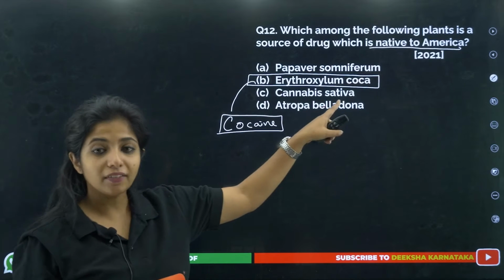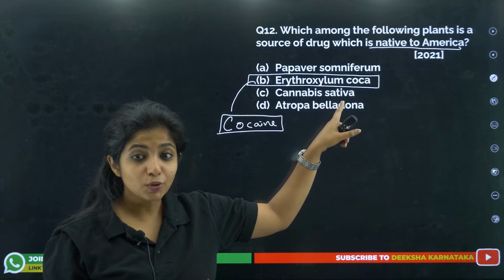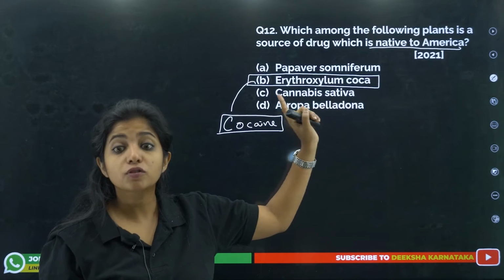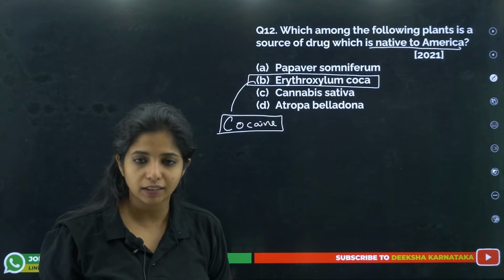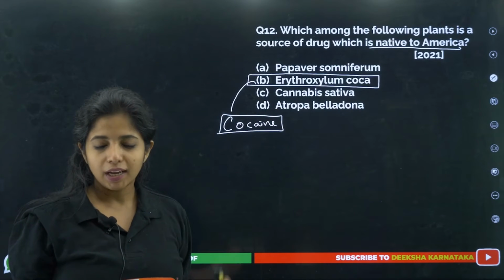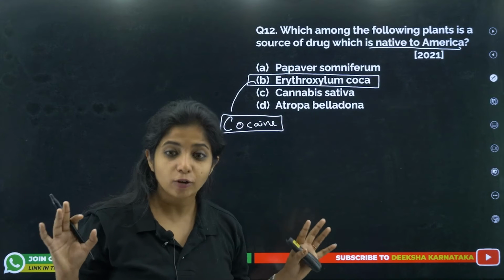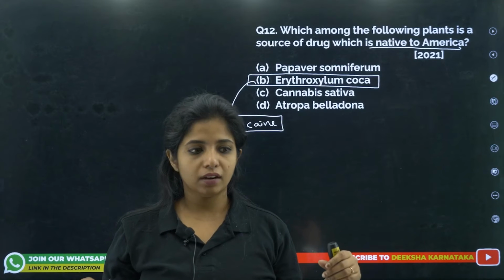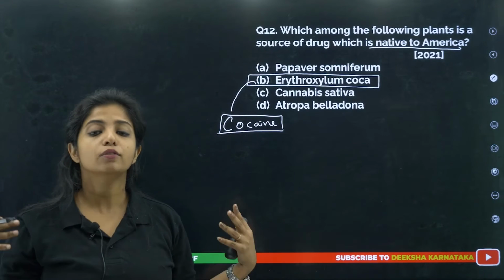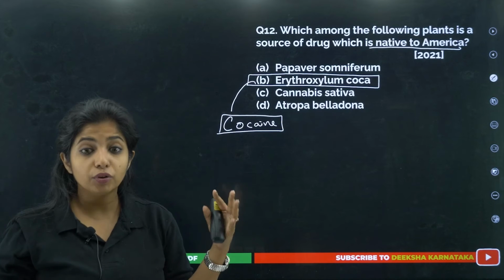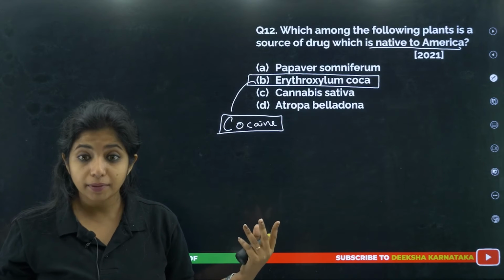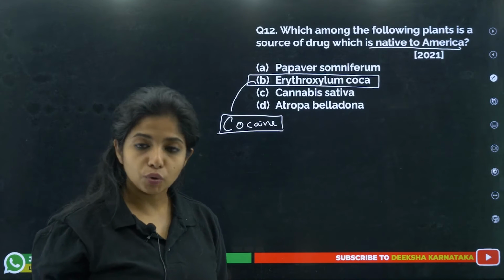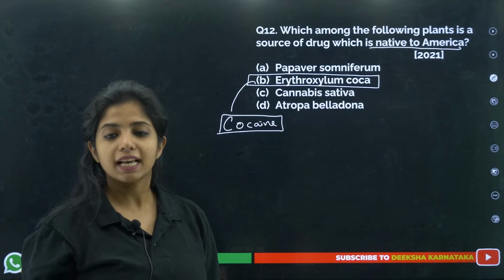Okay, Cannabis sativa gives you what? It gives you cannabinoids, for example ganja, marijuana and things like that. Papaver somniferum gives you opioids like morphine, heroin and stuff like that. Atropa belladonna is something else, a hallucinogen. It will be giving you hallucinogenic properties, as in you will be seeing that cars are flying and elephants are flying and things like that. That is hallucination, where nothing is in control, you're thinking about things which are probably impossible. So yes, Erythroxylum coca, please remember it. It gives you cocaine and it is native to America.